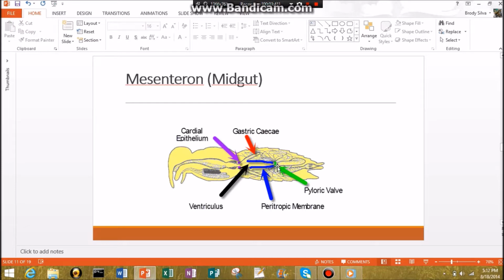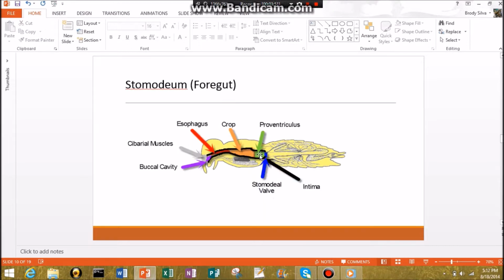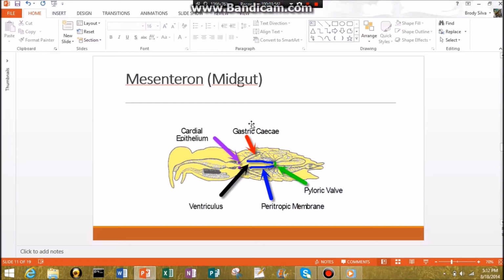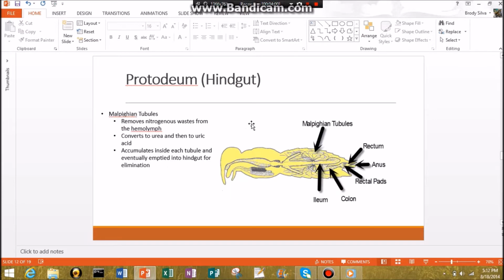Then we have the pyloric valve, which stops the food before it goes into the hindgut. Notice the ventriculus, and right here is the proventriculus. Pro meaning before, and ventriculus is what it is. Here's the proctodeum. It's the hindgut, essentially.